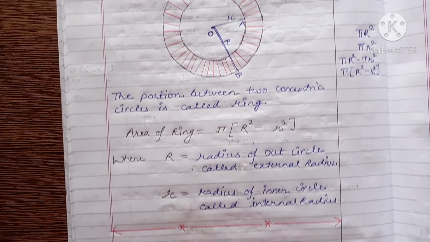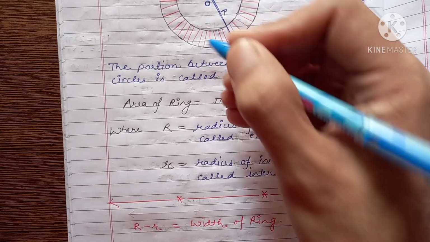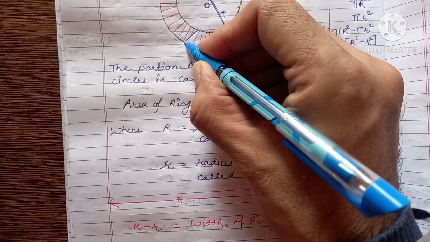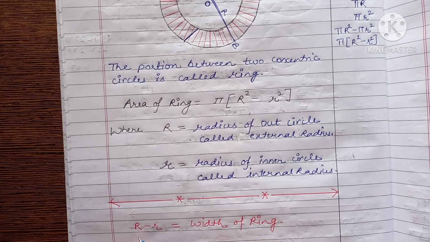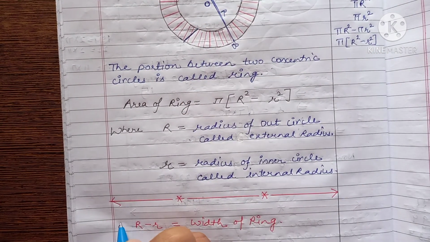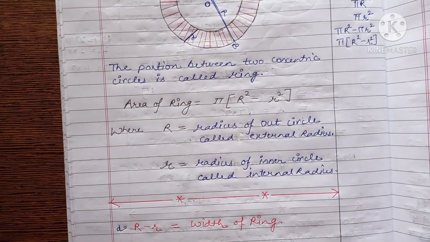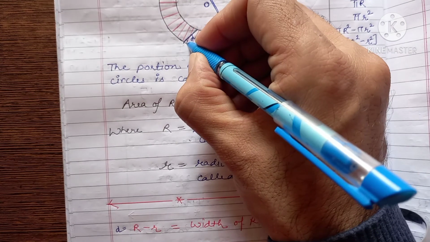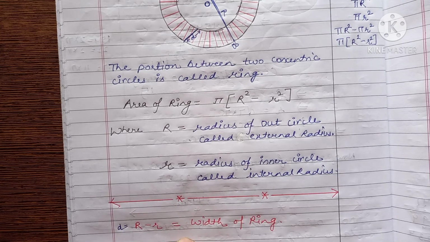And this distance is called the width. This is the width of the ring, and it is obtained by capital R minus small r, or it can be written as d. So d means the width of the ring. It is given by capital R minus small r.